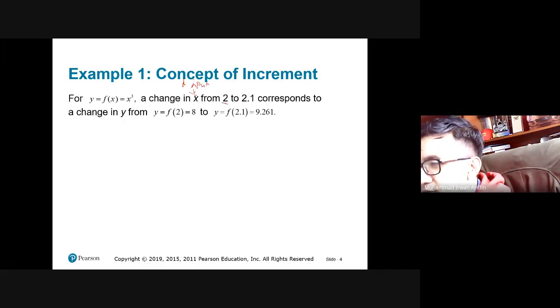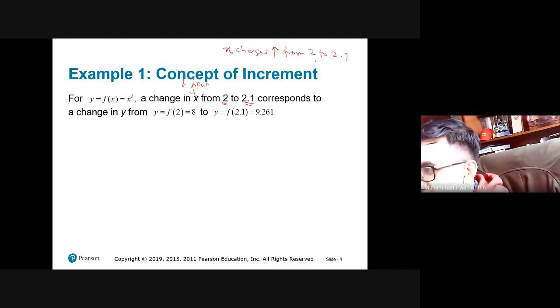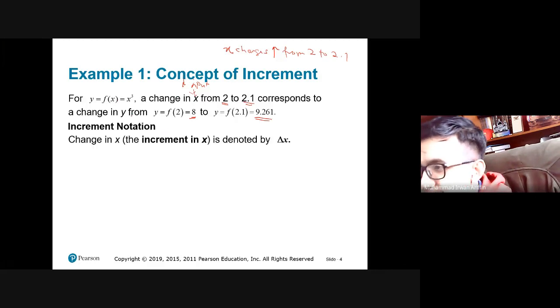So let's say we want to change that from 2 to 2.1. So when x changes, it increases from 2 to 2.1. So what happens to y? y would change from 8 to 9.261. We simply substitute x with 2.1.